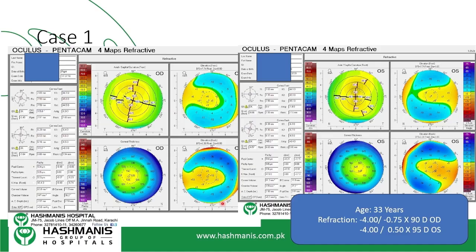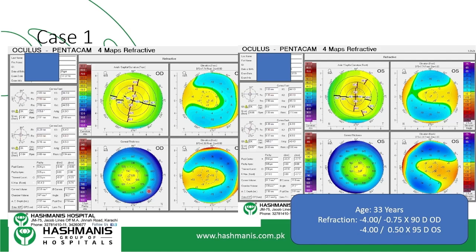And then this is the posterior elevation. Now, if you can see, the posterior pole here has a little bit of exaggeration in terms of the cone, and that actually translates a little bit to the anterior surface as well. So now we're thinking that possibly this person may have some sort of biomechanical problem.